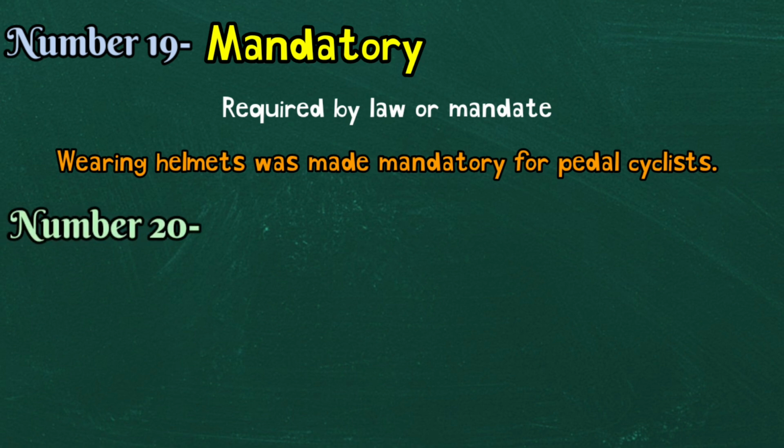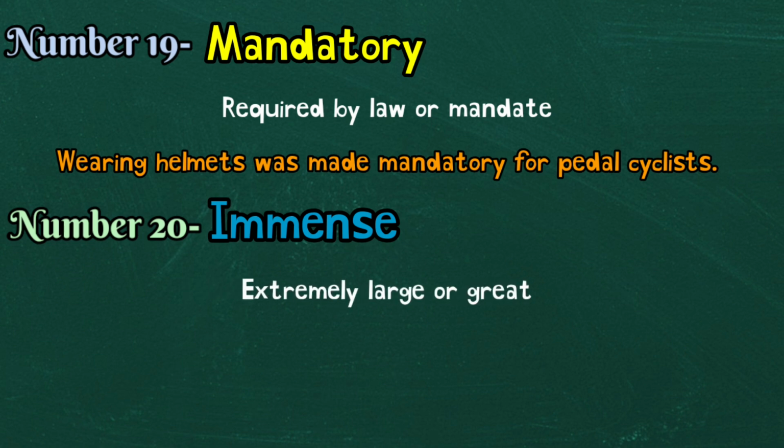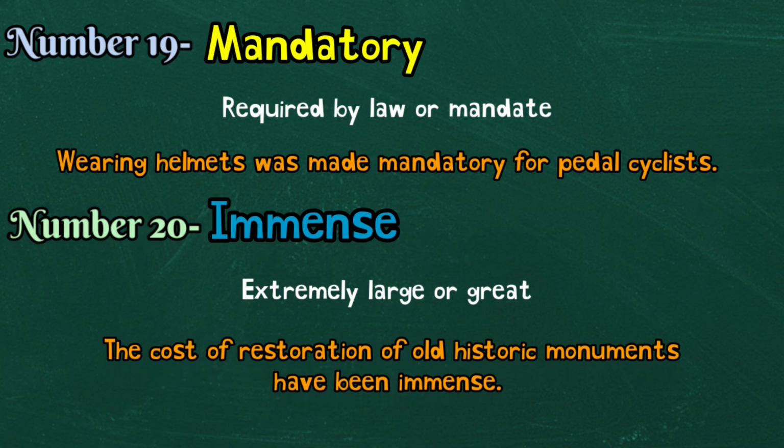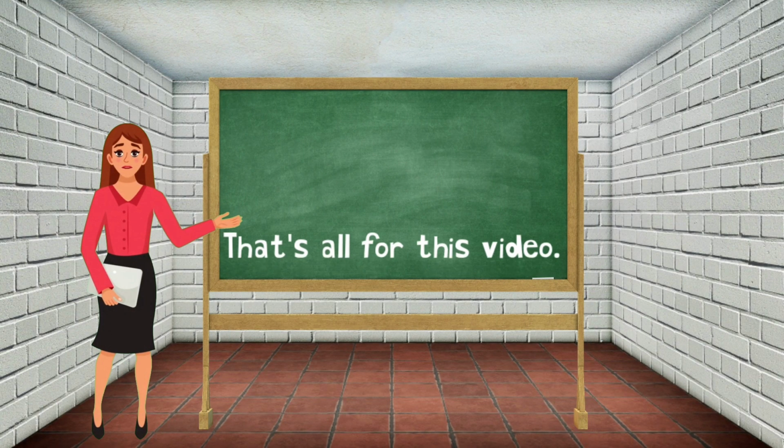Number 20. Immense. When you want to describe something extremely large or great, you can use immense. The cost of restoration of old historic monuments has been immense. That's all for this video.